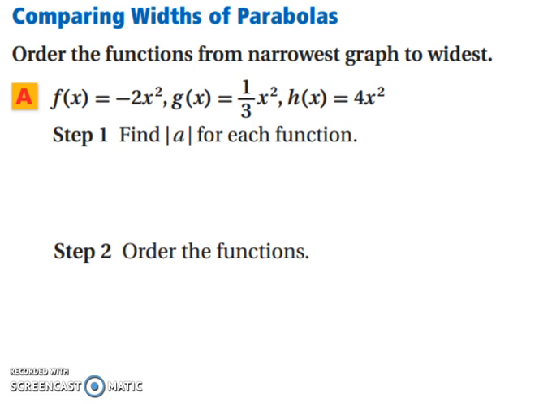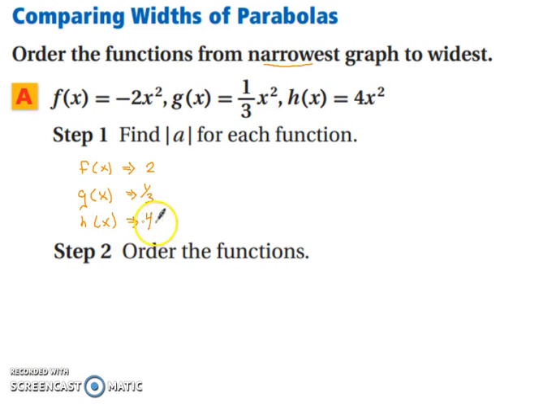Comparing widths of parabolas, we're going to order the functions from narrowest to widest. So step 1 might be to find the absolute value of our a values. So we have f of x, our a value is going to be 2. Our g of x, our a value is going to be 1/3. And h of x, our absolute value would be 4. So now we can order the functions from narrowest to widest.